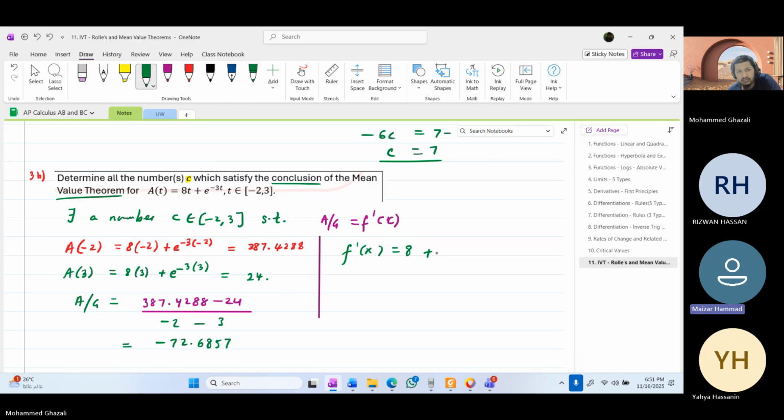Product rule, right? Where did the product rule come from? Product rule is a product of two functions. This is two terms. What's the product? Derivative of e is e to the power of negative 3t, times negative 3. Yeah, derivative of the top. Good.